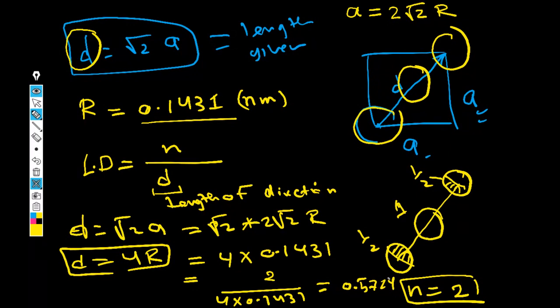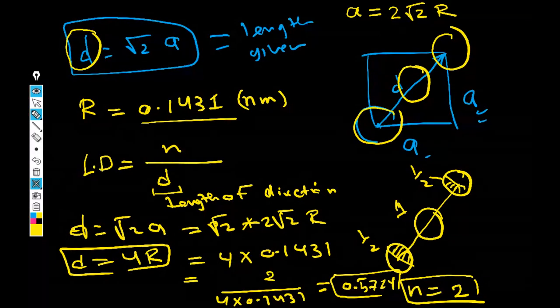Okay Shabab, what will the unit be? Can someone tell me the unit? The unit is atoms per nanometer. Say it again: atoms per nanometer.